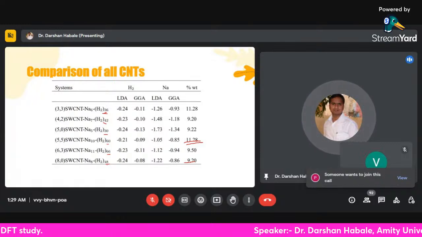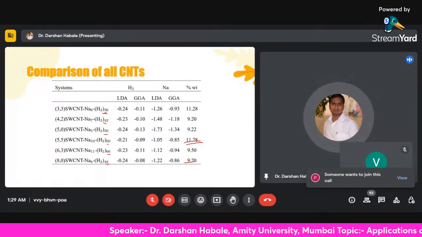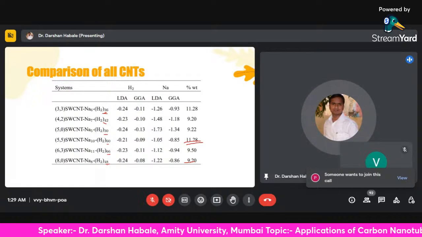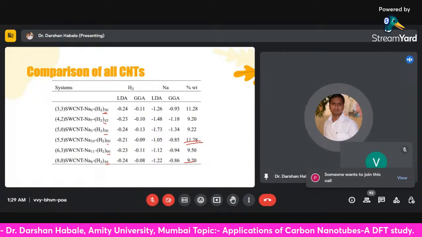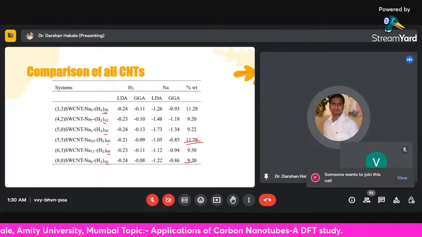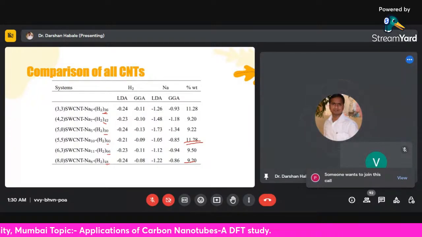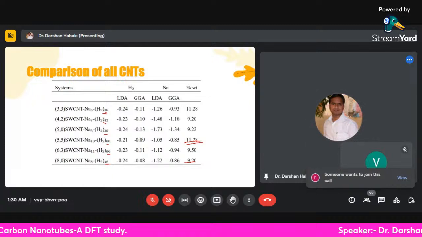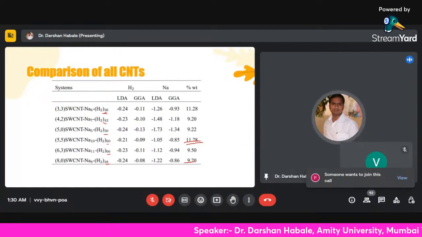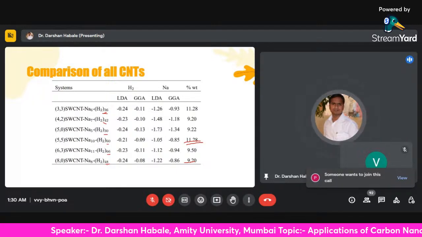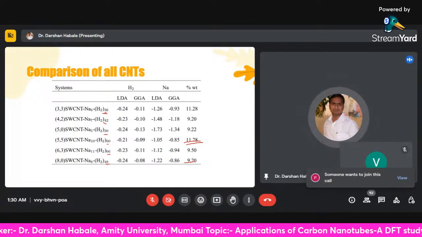So this is all about the hydrogen adsorption. Now, why are we doing this, why are we adsorbing hydrogen? Nowadays, hydrogen fuel cells and hydrogen cars are being developed. This is one of the materials which can be used to store hydrogen, and when the hydrogen is released and burned, it gives a large amount of energy. So this hydrogen can be used as an energy carrier.